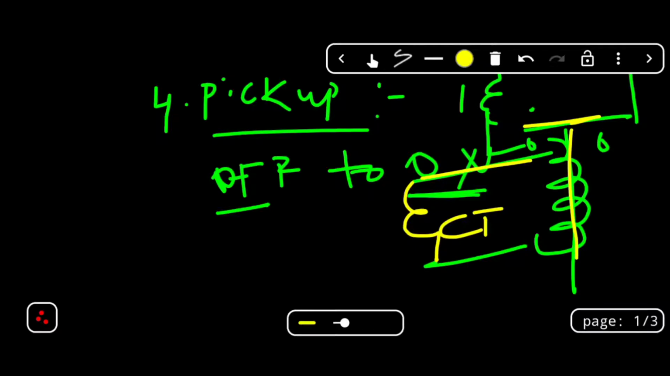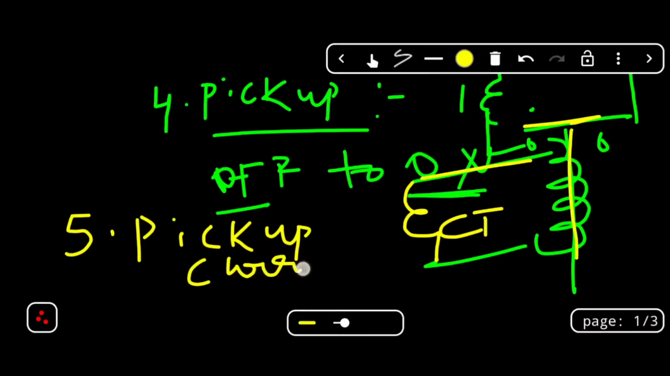Next definition is pickup current. What is pickup current or pickup value? It is the minimum value of actuating quantity, alternating current. Pickup current means it is the minimum value of current at which the relay tries to operate. That is known as pickup.